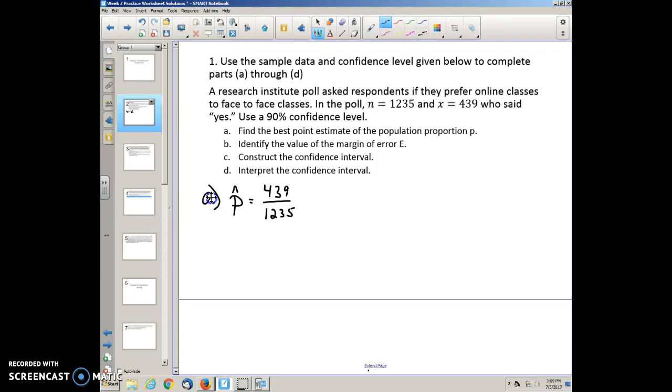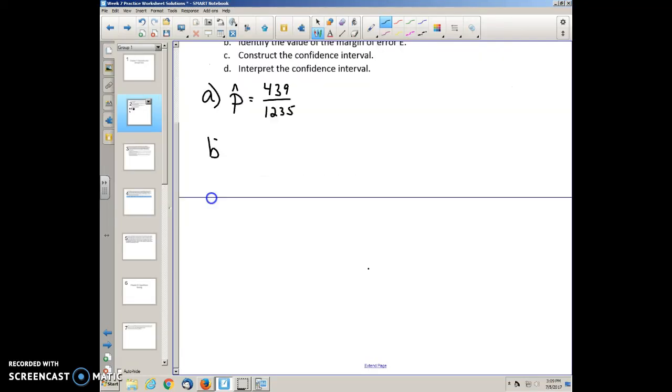Then it says B, identify the value of the margin of error. So the formula you're going to use, margin of error is E. E equals, we're trying to estimate a population proportion, and we are therefore going to use the Z distribution. So Z sub alpha over 2 times the square root of P hat Q hat over N. P hat is 439 over 1235, and Q hat is 1 minus that. So the first thing that we need is this Z sub alpha over 2.